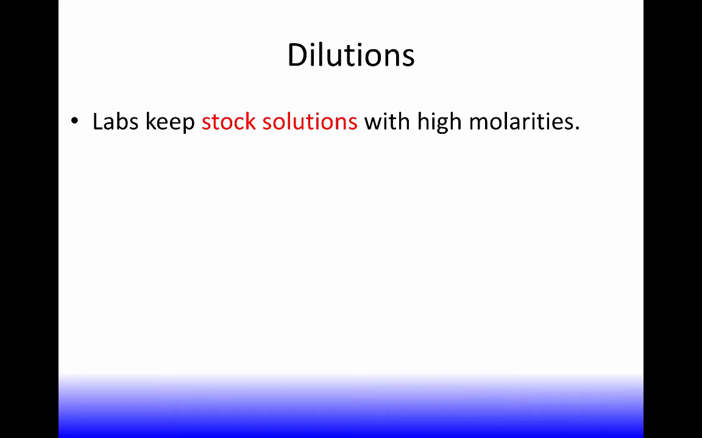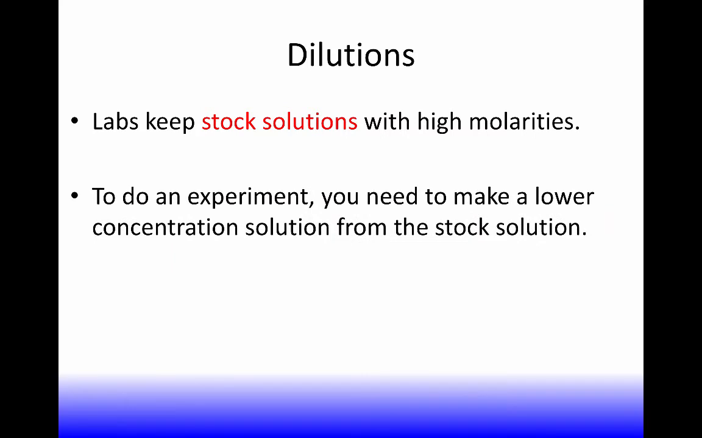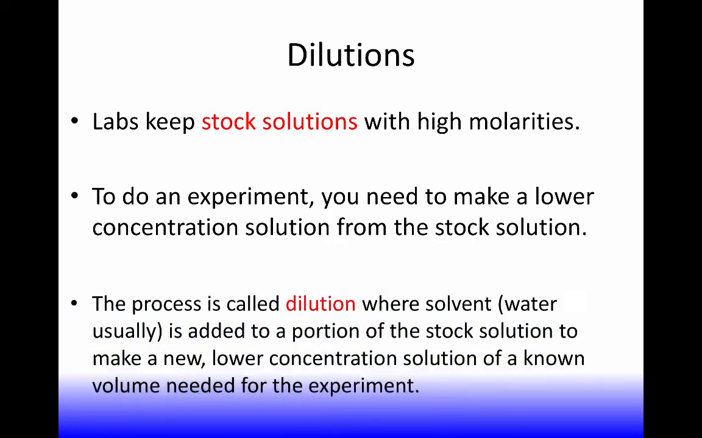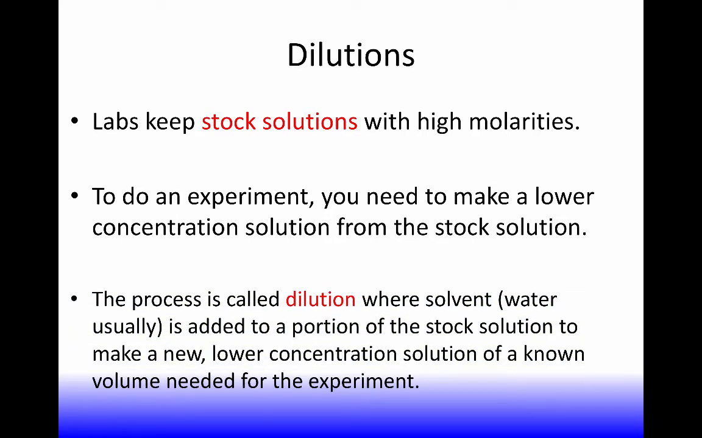Now, labs keep stock solutions with high molarities. It's just a very common thing. And also, usually when you buy solutions, they have high molarities. To do an experiment, you oftentimes need to make lower concentrations of solution from these high concentration stock solutions. This process is called dilution, where the solvent, it's usually water, is added to a portion of the stock solution to make a new lower concentration solution of a known volume that we need to use for our experiment.